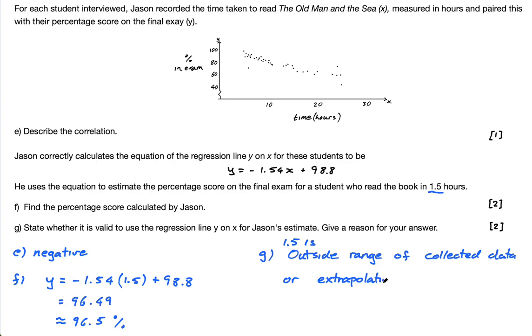Extrapolation. That means, remember what I said here, this is your data, this would be your line from here to here, but you're using it for 1.5 hours, that'll be here. So you're getting this data over here and you're assuming. Because think about it, imagine you said someone took 1 second to read a book. 1 second would be here. So does that mean they get 100% if they took 1 second? It doesn't make any sense. But this is the technical way to write it: it's outside the range of collected data, or extrapolation.